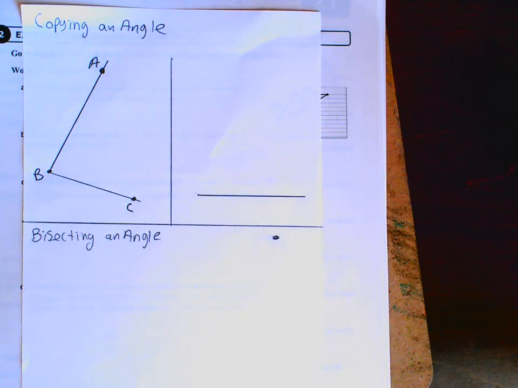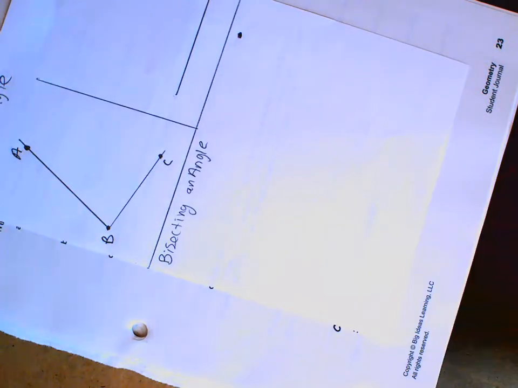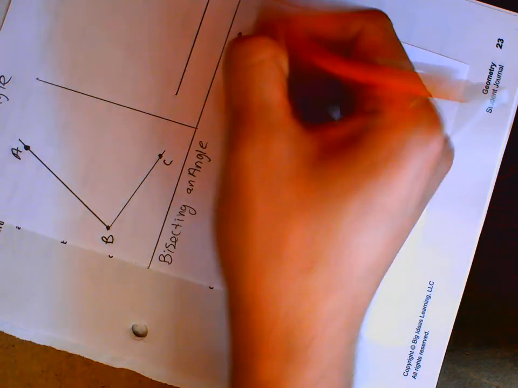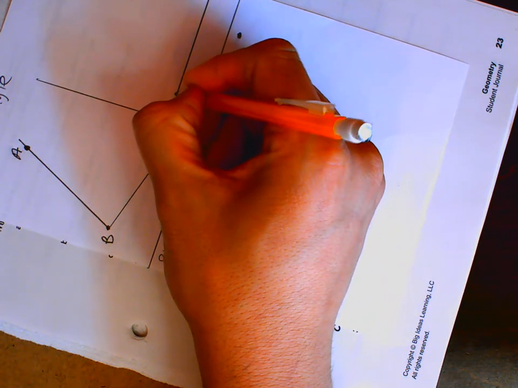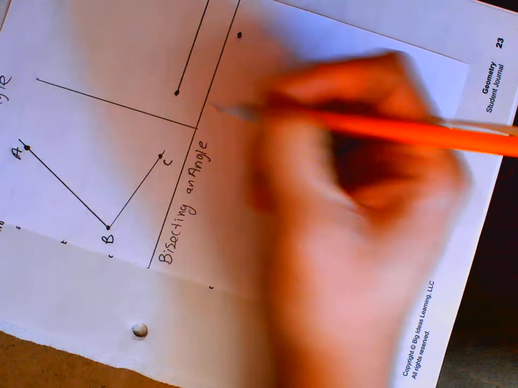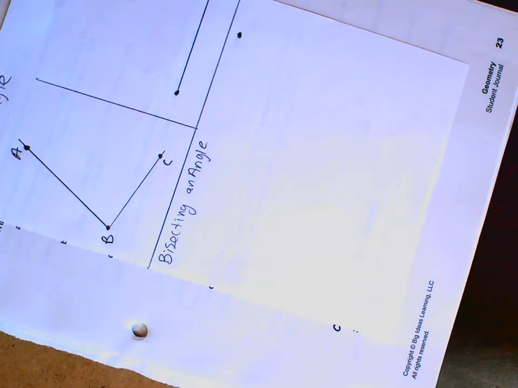Now here's where it's going to get interesting, because you're going to have to turn your paper so that it's facing away from you, so that the angle is facing away from you. Kind of like this. You see how the angle is facing kind of towards the top? That's what you want to do. Now, on this little part right here, I want you to specify a point on that line.